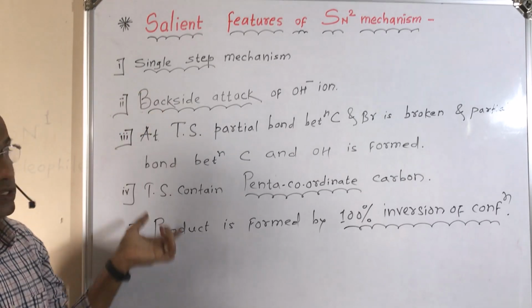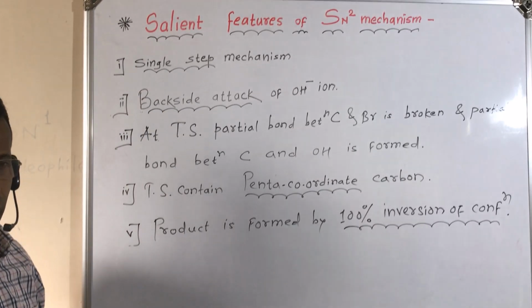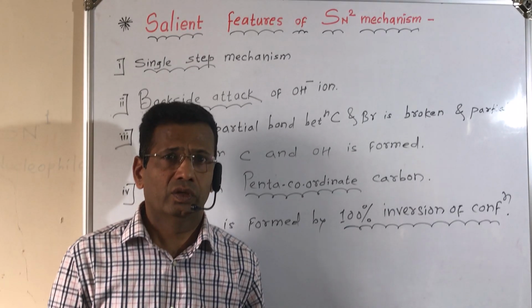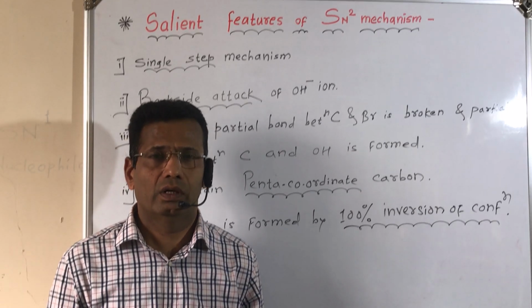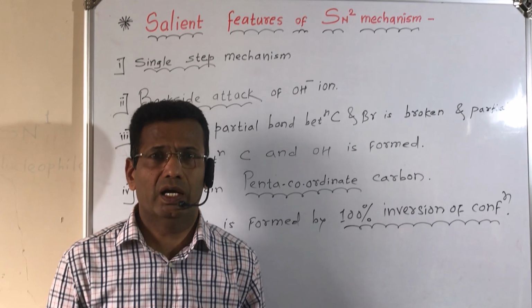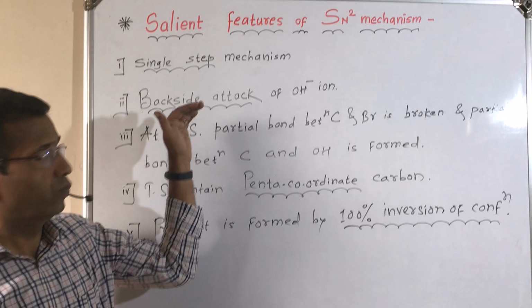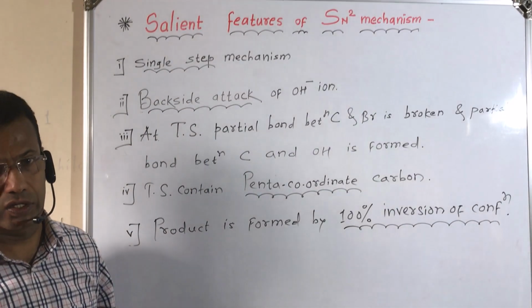So these salient features are very important for board examination. For board examination you will get one question: Explain the salient features of SN2 mechanism. The question will be asked in the board examination for 2 marks. You will write 4 salient features out of 5 from the SN2 mechanism.